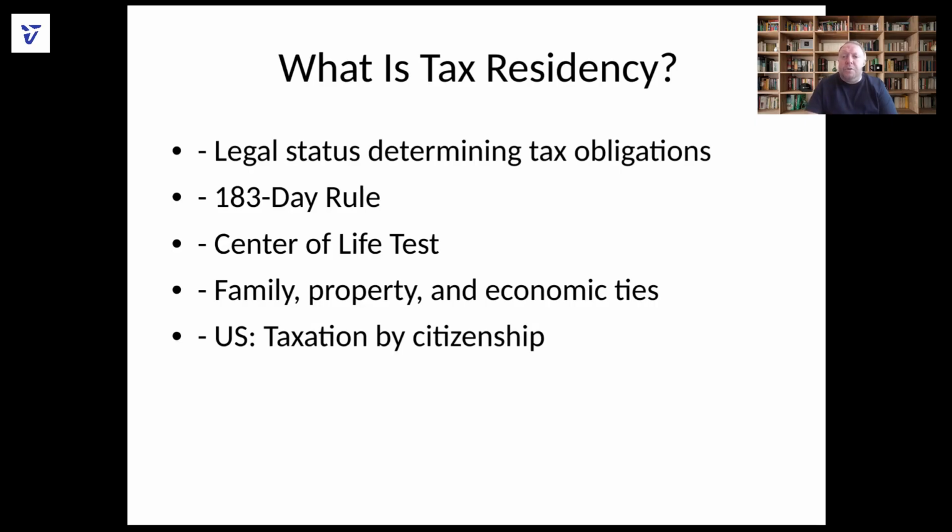Countries use different routes to determine tax residency. The most common is the 183 days rule. It's almost 6 months plus a couple of days, or 6 months minus a couple of days. In a couple of countries it's 180, in a couple of countries it's 6 months. So the default is the 183 days rule.